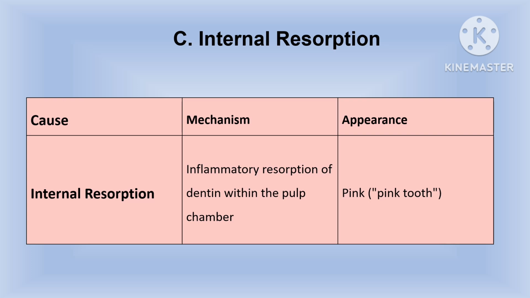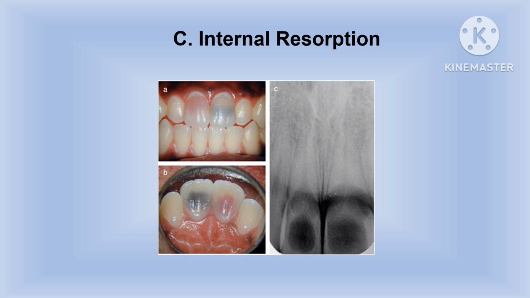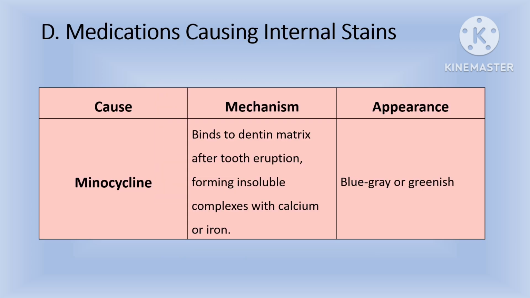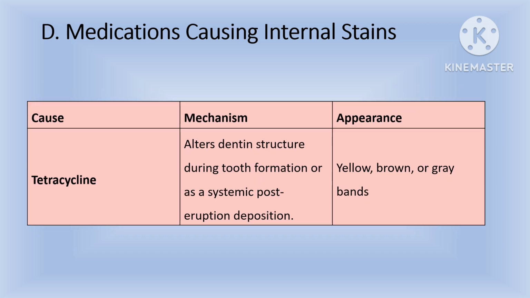Finally, medications like minocycline can lead to discoloration by altering the dental matrix, leaving a bluish or greenish tint. Minocycline is unique because it can stain erupted teeth, unlike tetracycline, which mainly affects developing teeth.